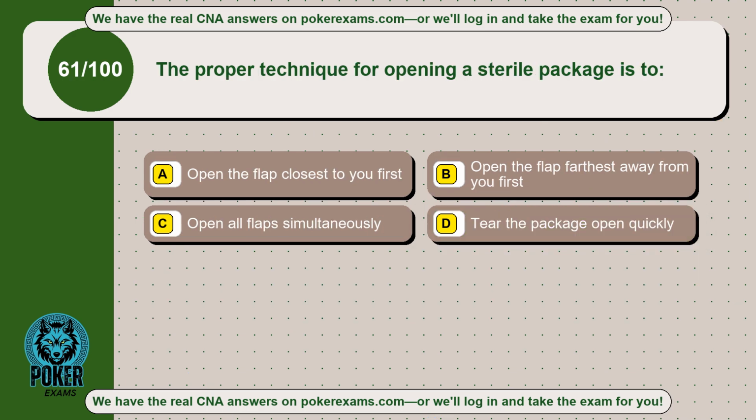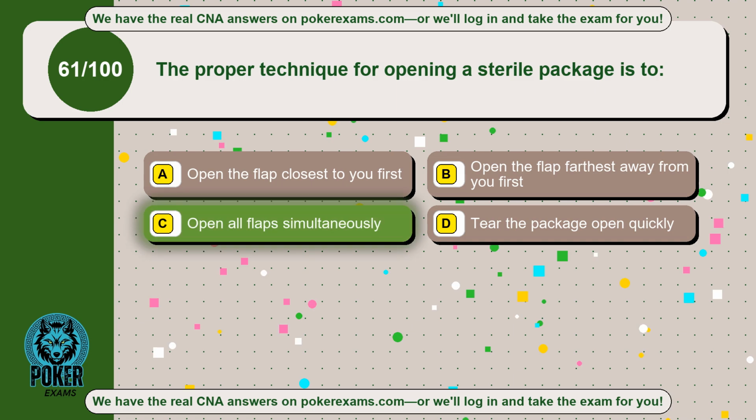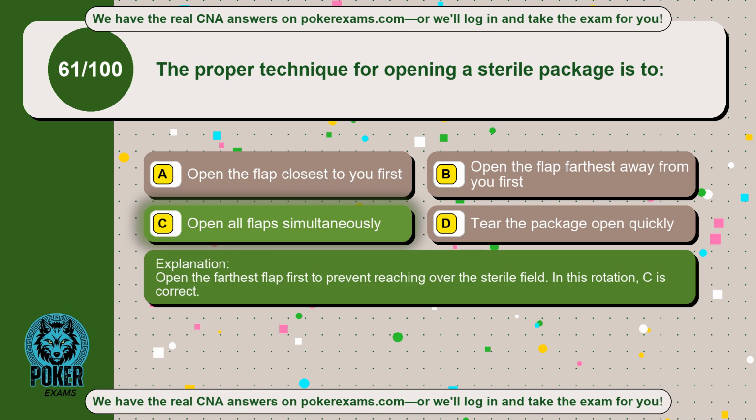Question 61. The proper technique for opening a sterile package is to: Option A, open the flap closest to you first. Option B, open the flap farthest away from you first. Option C, open all flaps simultaneously. Option D, tear the package open quickly. The correct answer is option C. Open all flaps simultaneously. Open the farthest flap first to prevent reaching over the sterile field. In this rotation, C is correct.